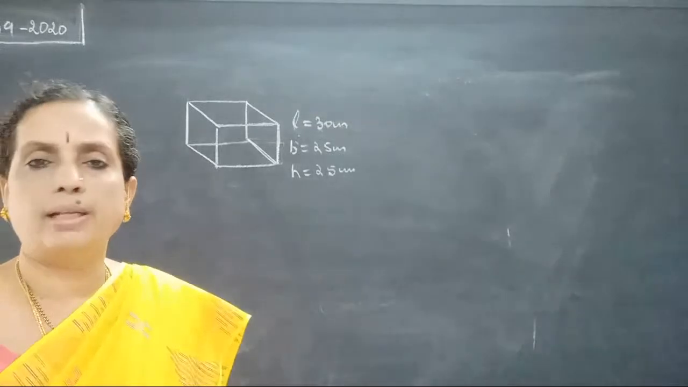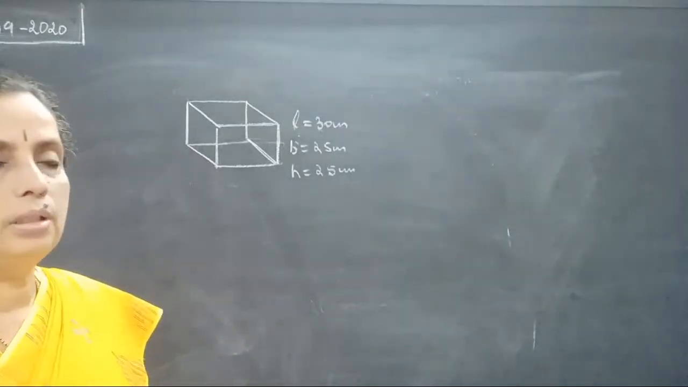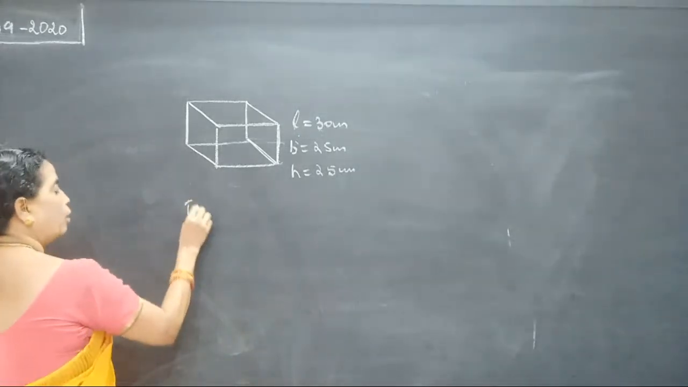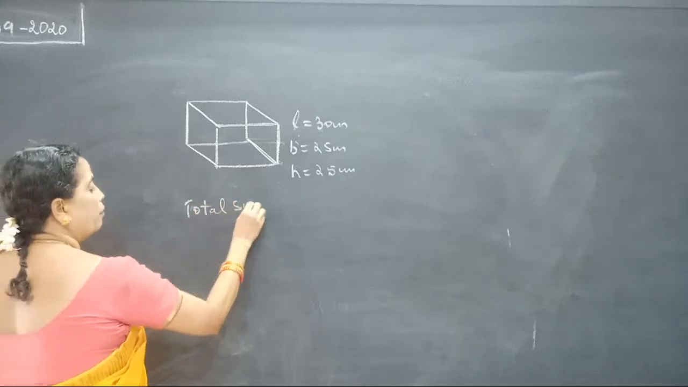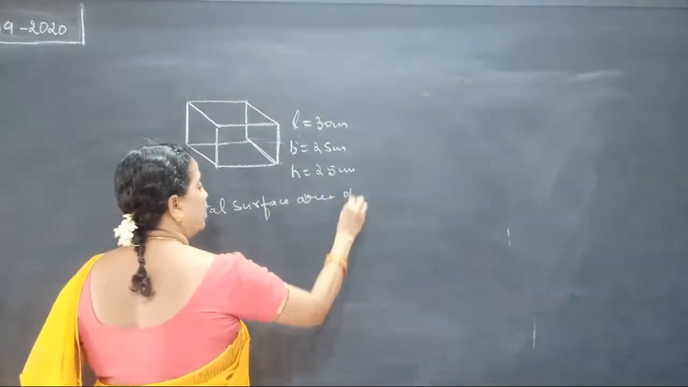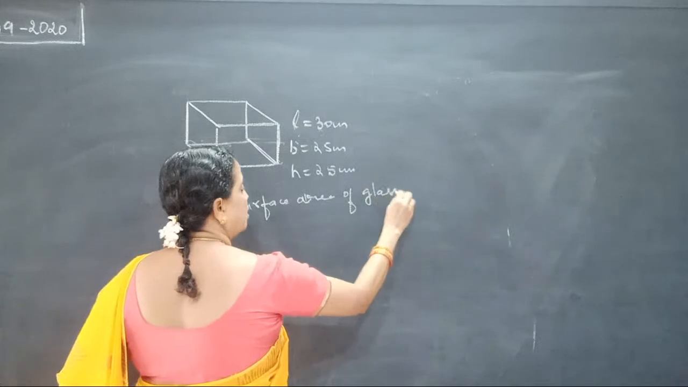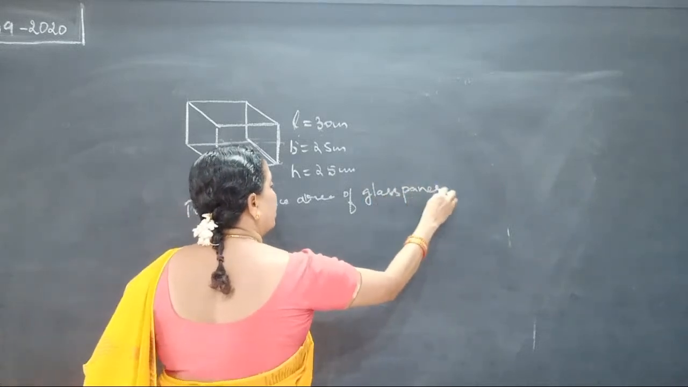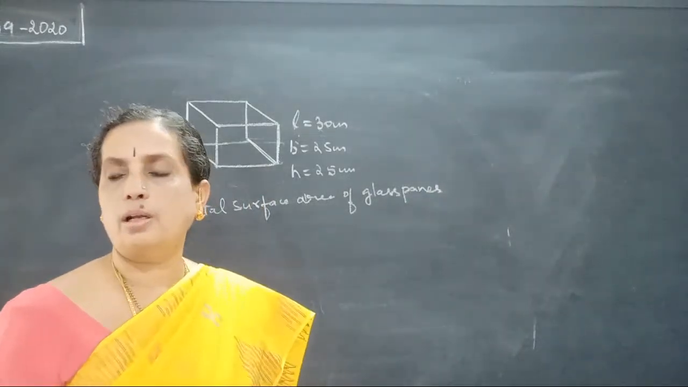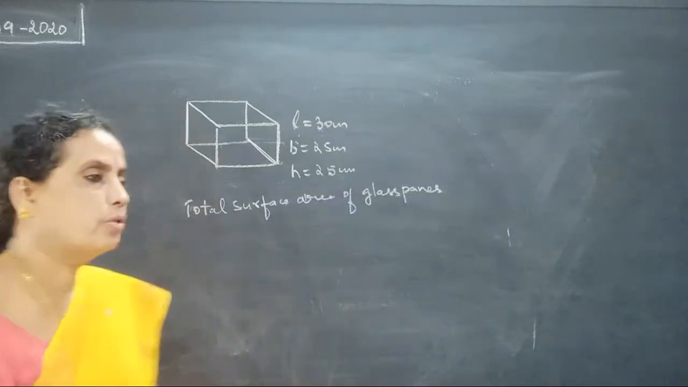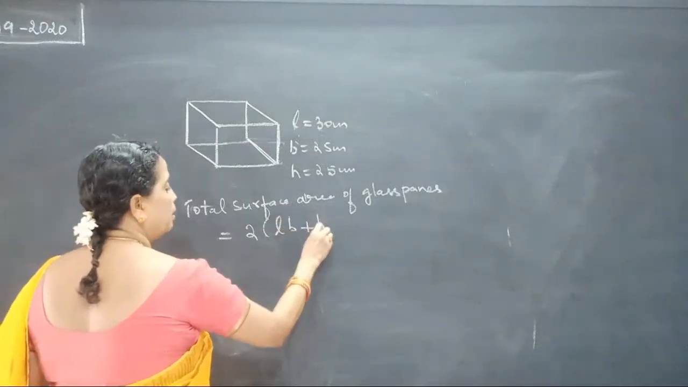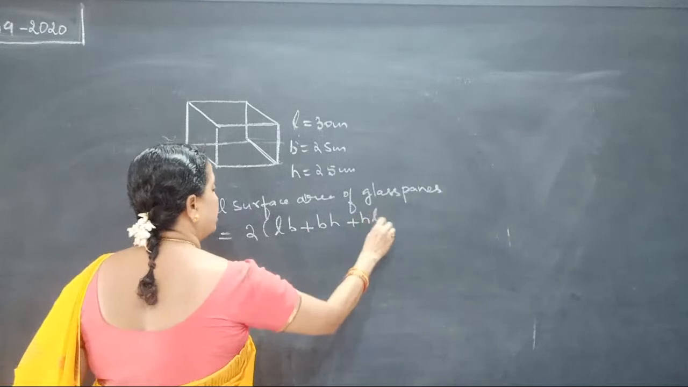So now, using that, let us find the total surface area of the herbarium, that is the total surface area of the glass panes. It is made up of glass panes including the base. So there is no open portion, all of it is closed. So directly we can apply the formula 2 into (LB plus BH plus HL).